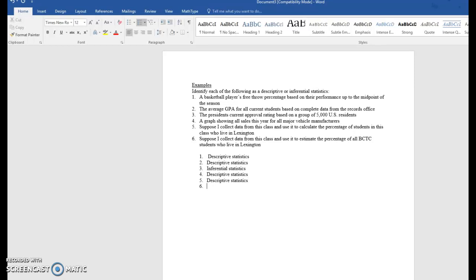Number 6. Suppose I collect the data from this class and use it to estimate the percentage of all BCTC students who live in Lexington. So I'm only getting data from this class, and I'm going to infer that from that data, the same percentage of BCTC students live in Lexington. So this is inferential statistics. And there we've got it.